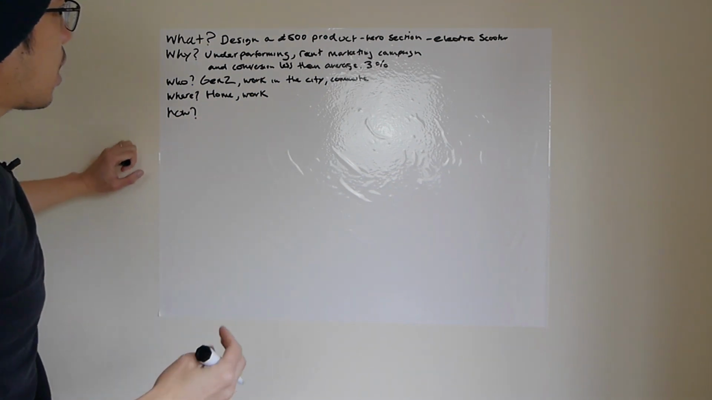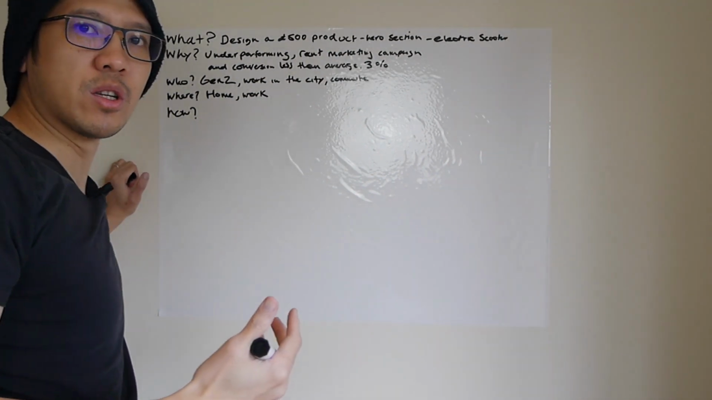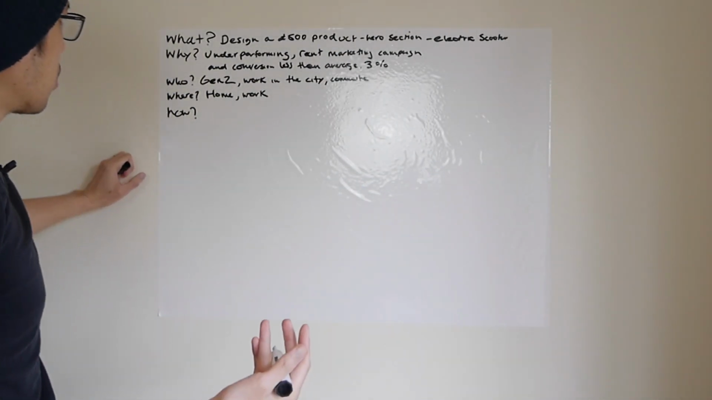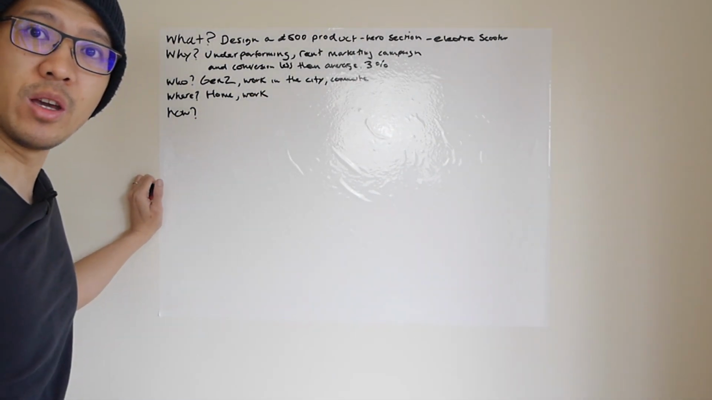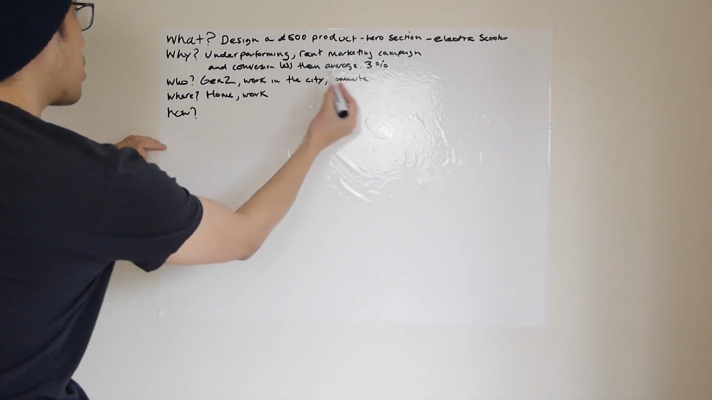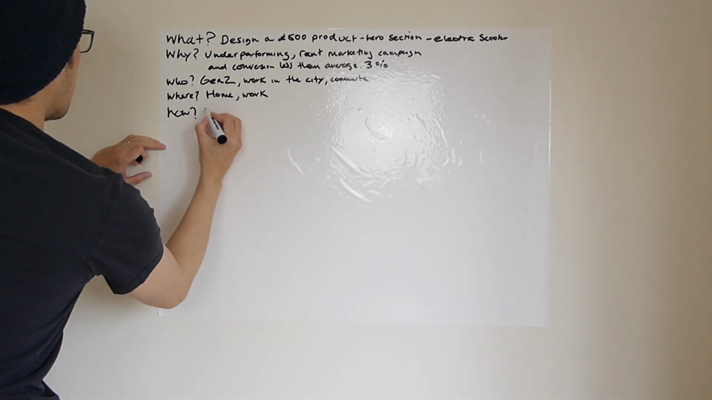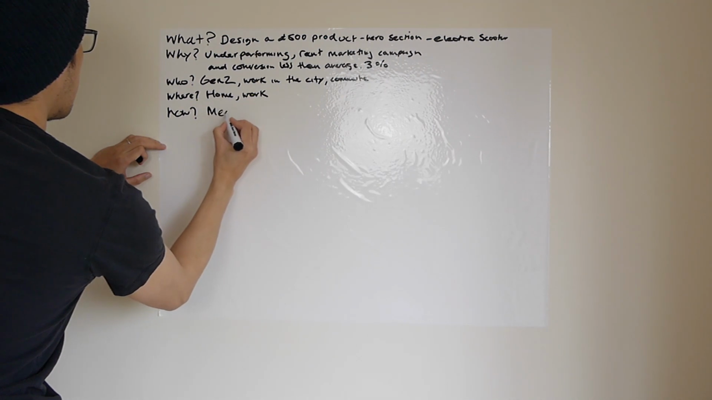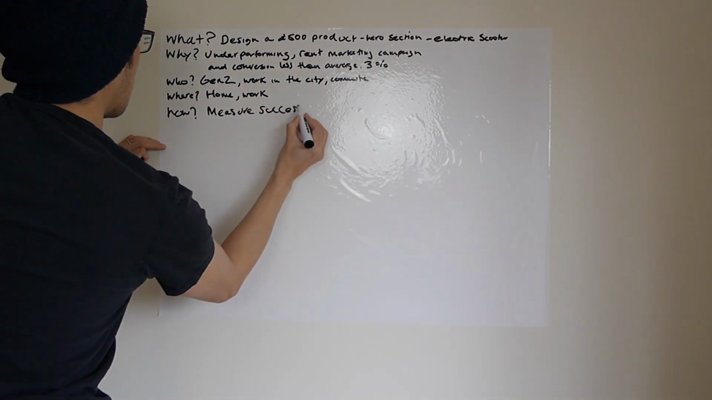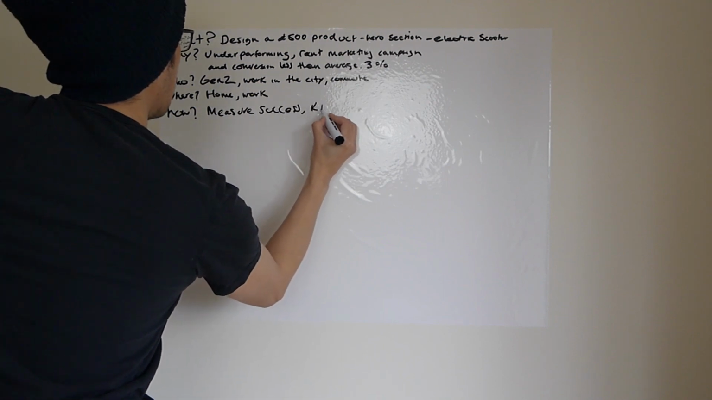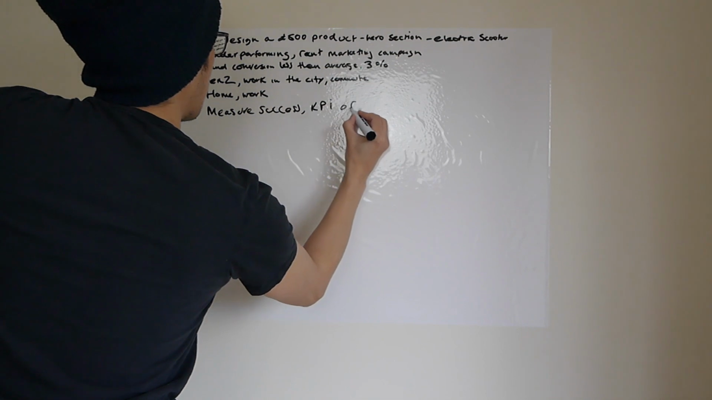How do we measure that this design is going to be successful? How do we know? We're going to have to use a key metric, and one of the key metrics here is conversion. They said the average is 3%. So how do we measure success? We're going to use a KPI, key performance indicator, of conversion.